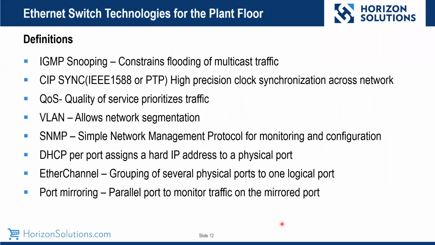So some definitions. The first one is IGMP snooping. That constrains flooding of multicast traffic, so that keeps a switch from becoming a hub. So when you configure things for multicast, IGMP in the switch keeps the switch again from turning into a hub.